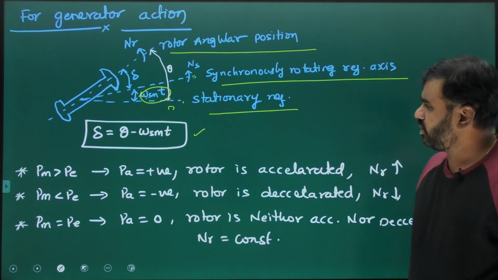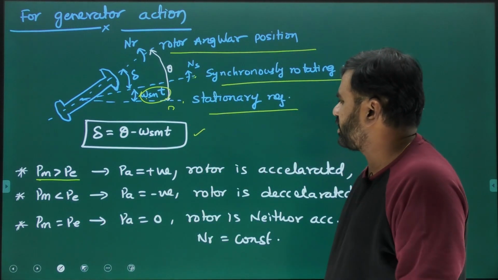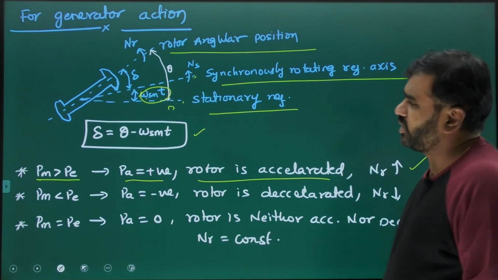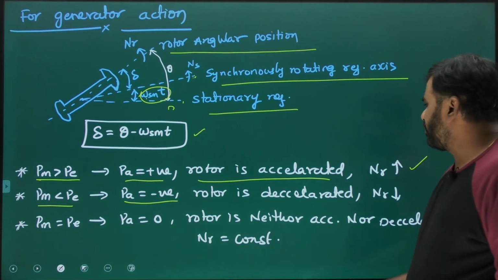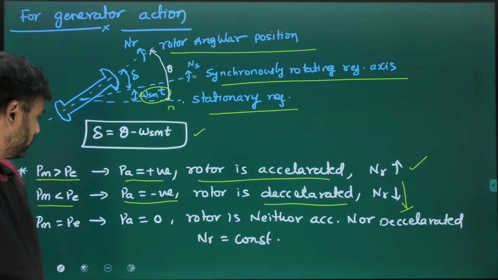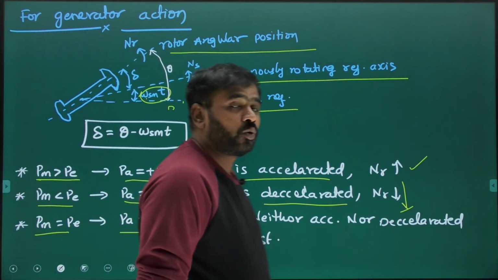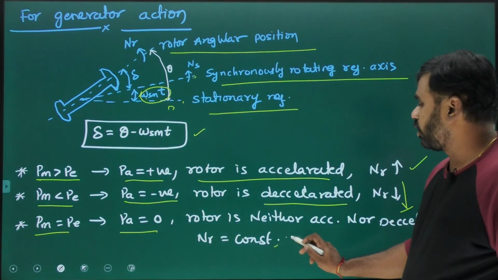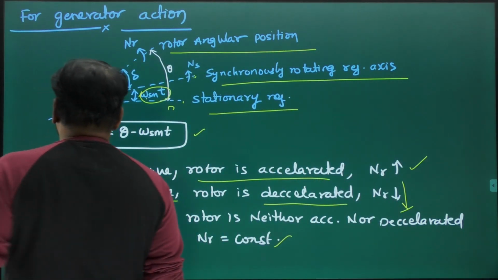Okay, clear? If mechanical power is greater than electrical power, the accelerating power is positive, the rotor is accelerated, and the rotor speed will increase. If Pm is less than Pe, the accelerating power is negative, then definitely the rotor is decelerated, and the rotor speed is decreasing. And if Pm equals Pe, the accelerating power is 0 and the rotor is neither accelerated nor decelerated, and the rotor speed is maintained constant. Okay, clear? And the next one.